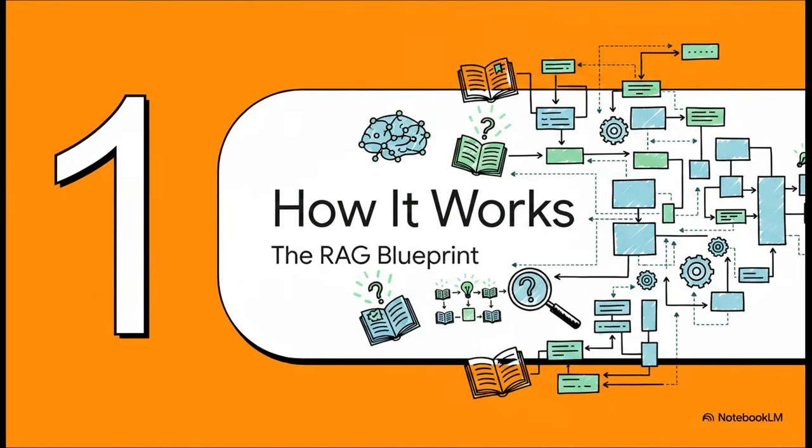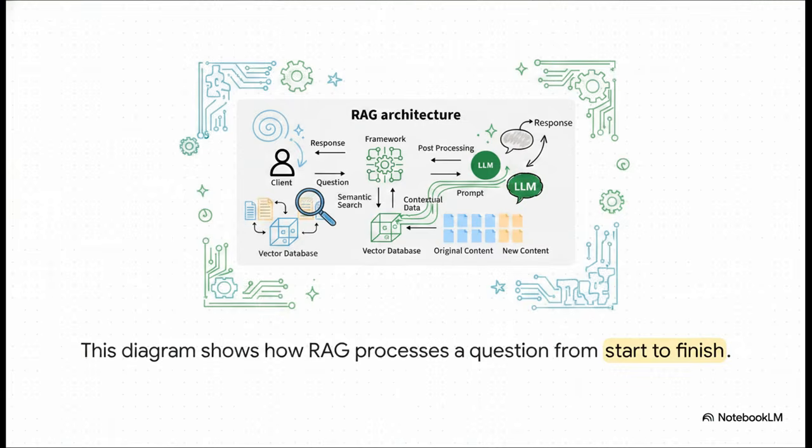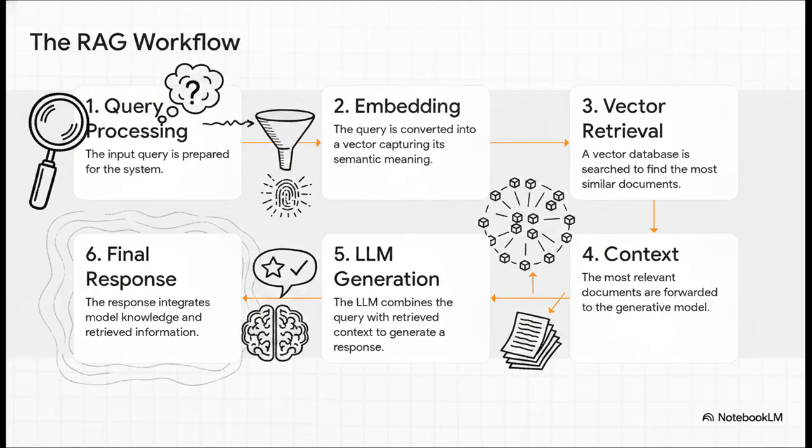Okay, so how does this whole thing actually work under the hood? Let's pull back the curtain and look at the RAG blueprint. The workflow here is actually pretty fascinating. See, when you ask a question, it doesn't just go straight to the AI's brain. Nope. Instead, it kicks off this little search and rescue mission first. The system goes out and finds the relevant data before it even thinks about writing an answer. So let's break that down step by step.